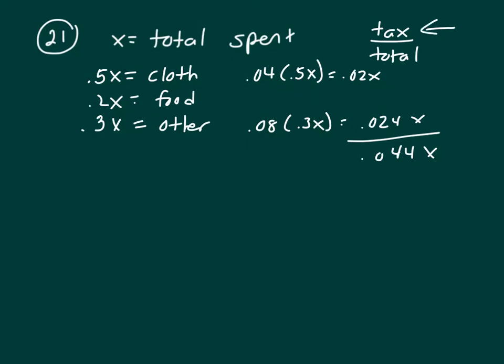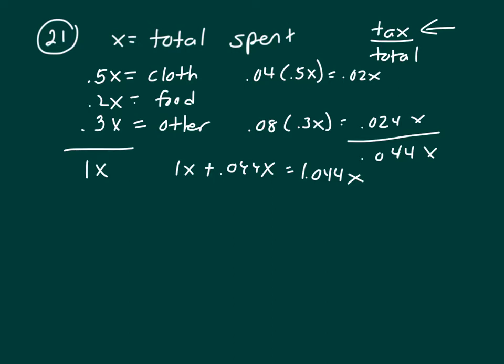Now, let's figure out the total spent. Well, the total spent here is 0.5, 0.2, 0.3, that's 1X. And if I add the total without tax, 1X, plus the total tax amount, 0.044X, of course, that's 1.044X. Now, I wouldn't write all this down if I was actually taking the GMAT.